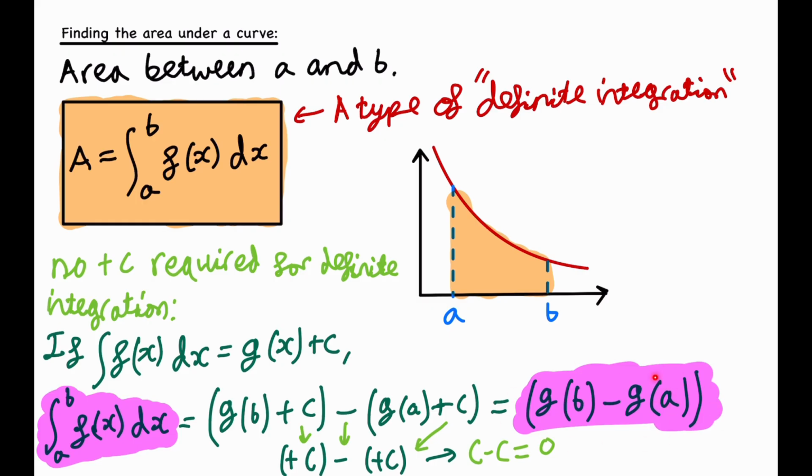So this is how you do definite integration and how you find the area under a curve. So you integrate the function, ignore the plus c, substitute the upper limit and the lower limit into the integrated forms, and then take away both of them, and then you should find the area under the curve.